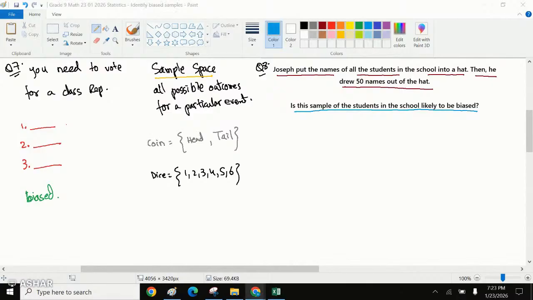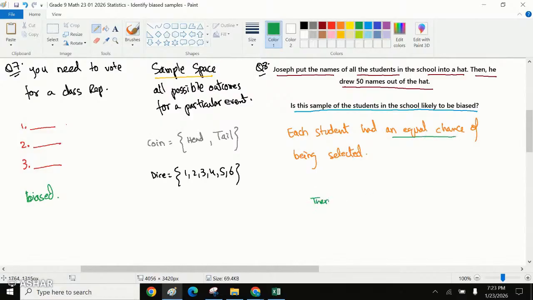Is this a biased sample? Because each student had an equal chance of being selected. So when there is no bias, there is an equal chance, right? So we say there is no bias over here. Moving ahead to the next question.